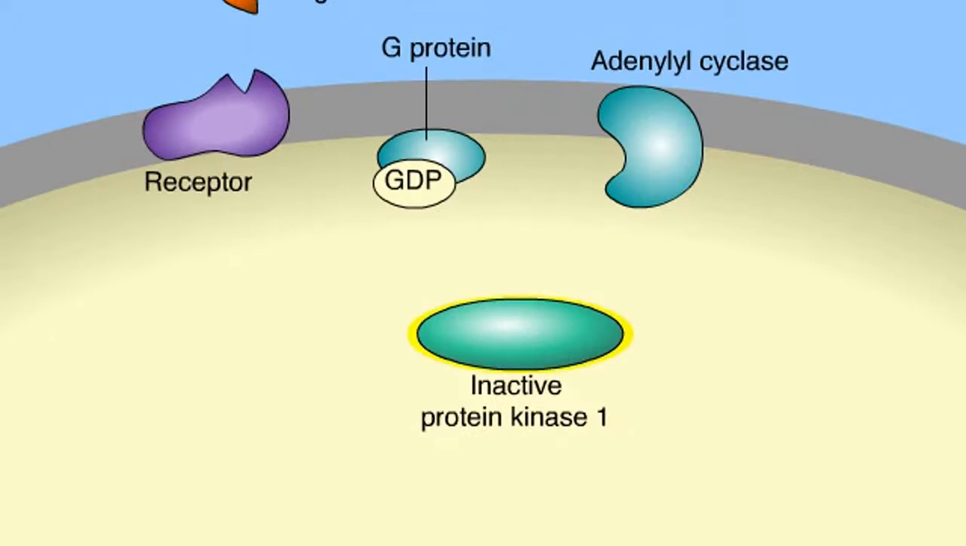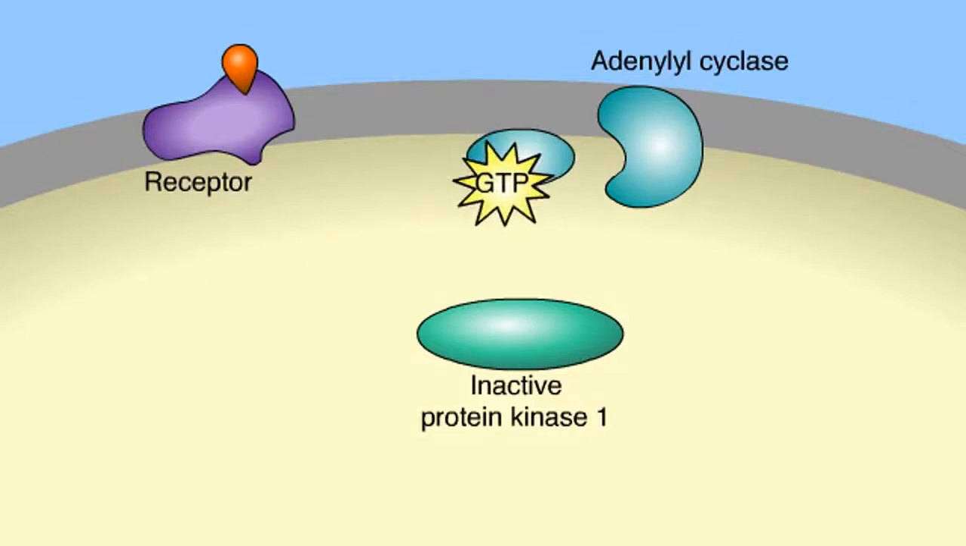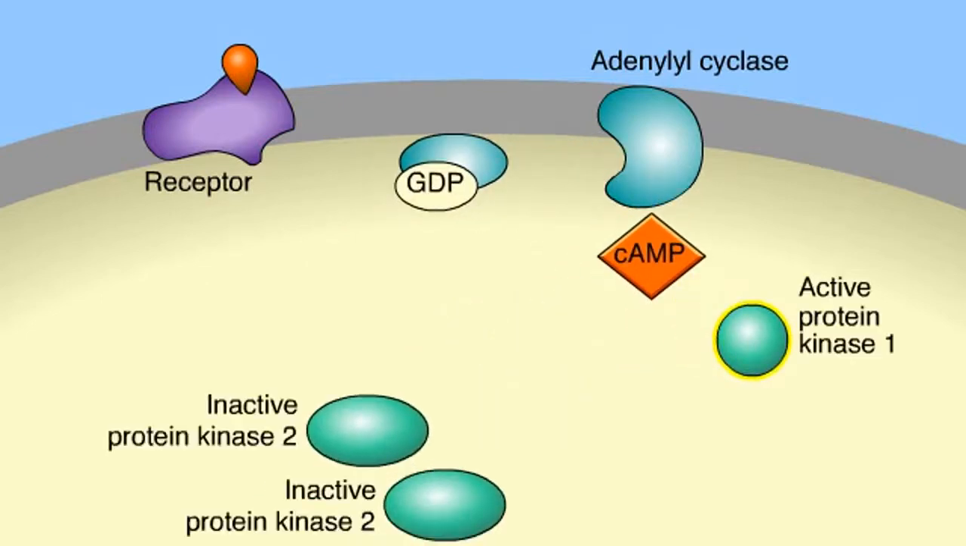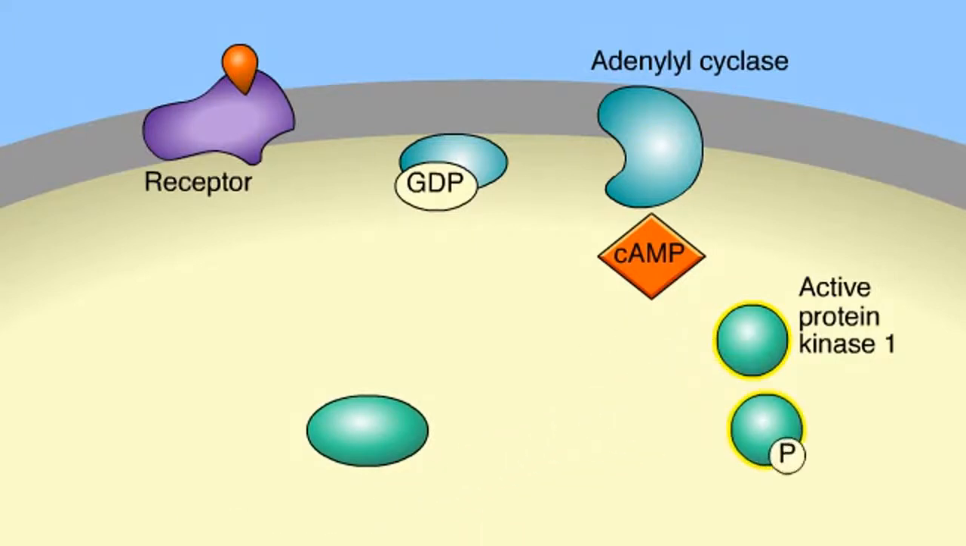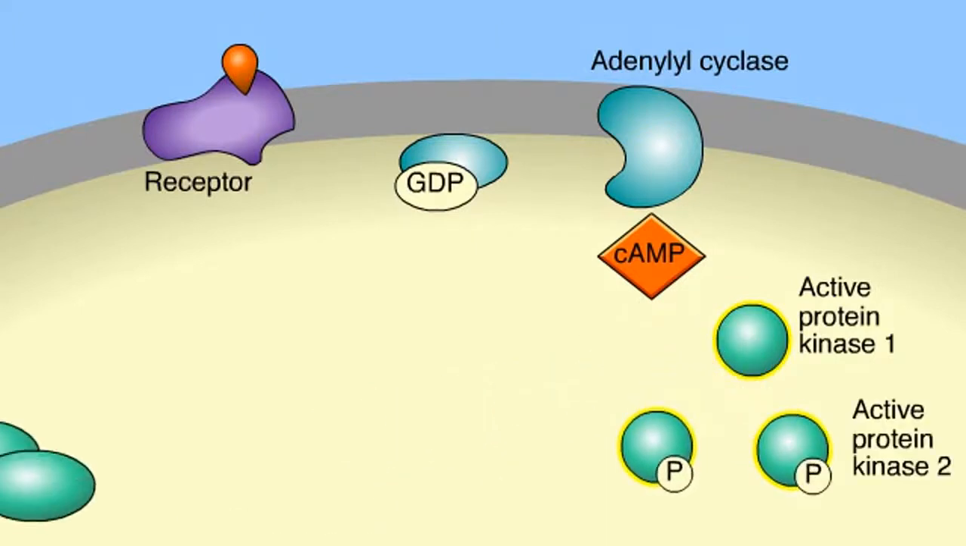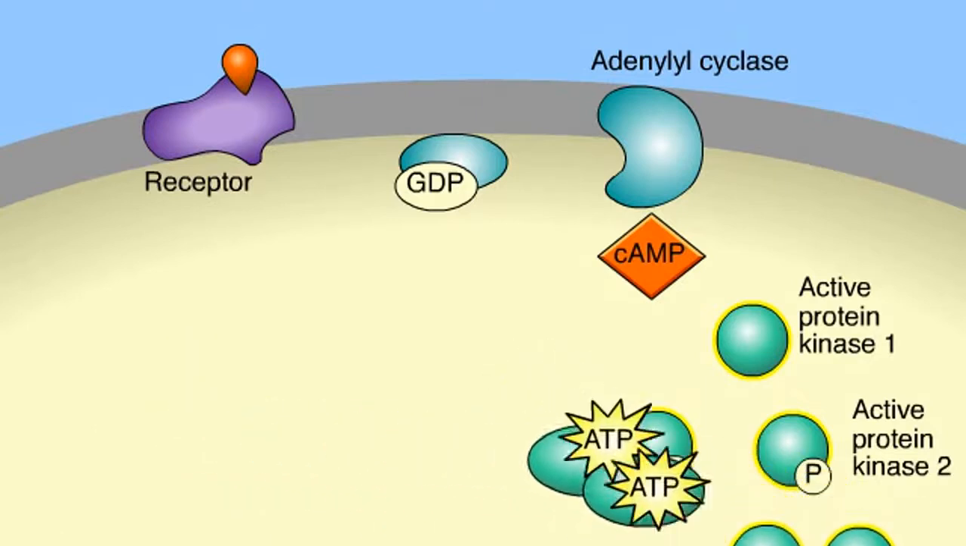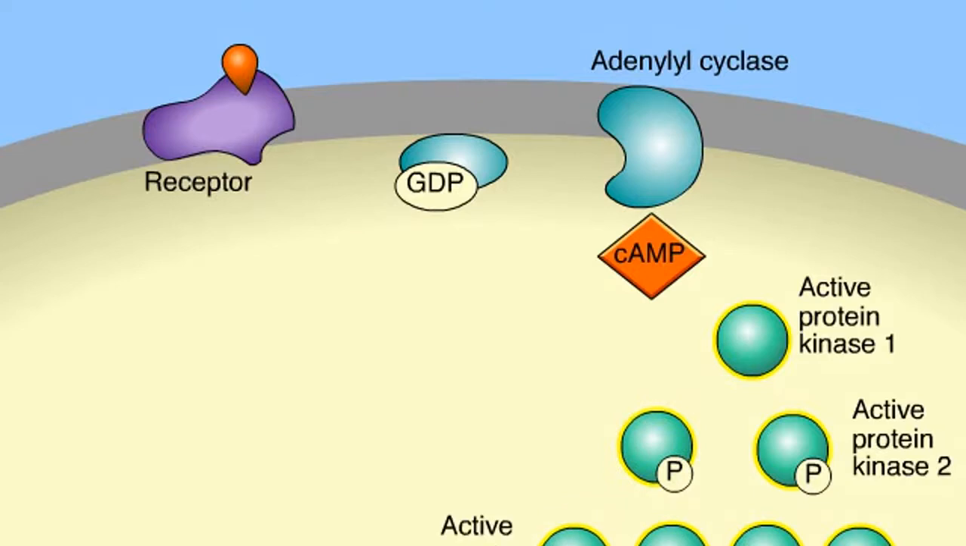Enzymes called protein kinases are important links in many signal transduction pathways. A protein kinase catalyzes the transfer of phosphate groups from ATP to another protein. More often than not, the activated protein is also a protein kinase, which may act on still another protein kinase. One kinase may activate many molecules of the next type of kinase in the chain, thus amplifying the signal until the last kinase activates many molecules of the protein that carries out the final cellular response.